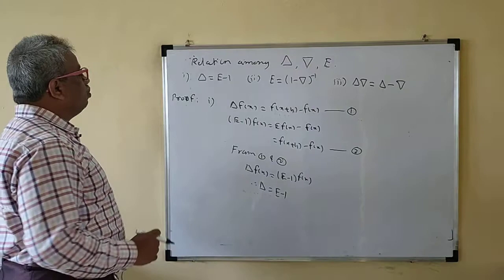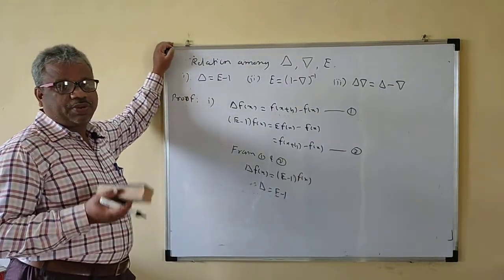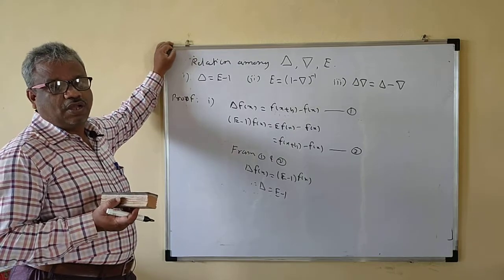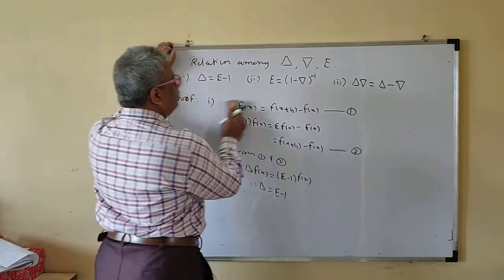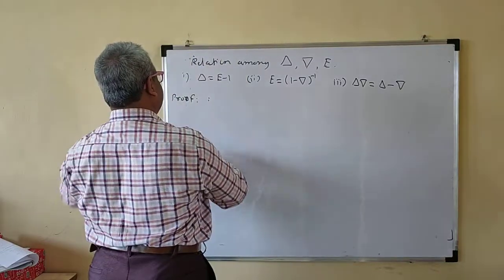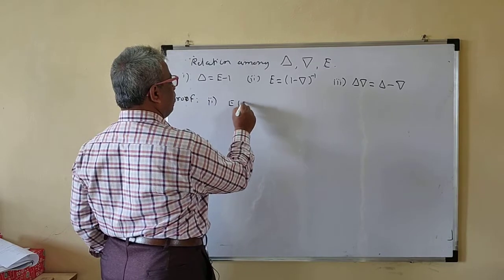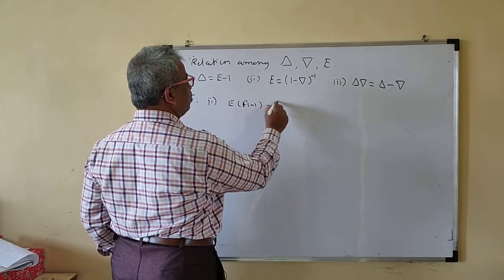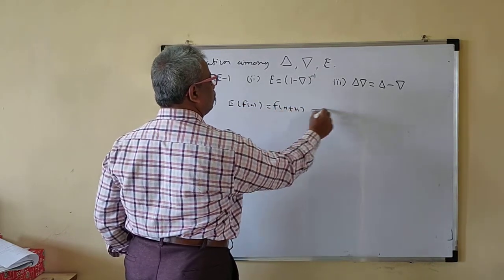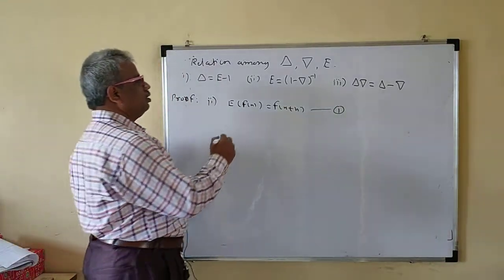Okay. So the proof of it is just that we are applying the definition of the operator here. Now second one. So E f of x is f of x plus h only. We'll call this 1.